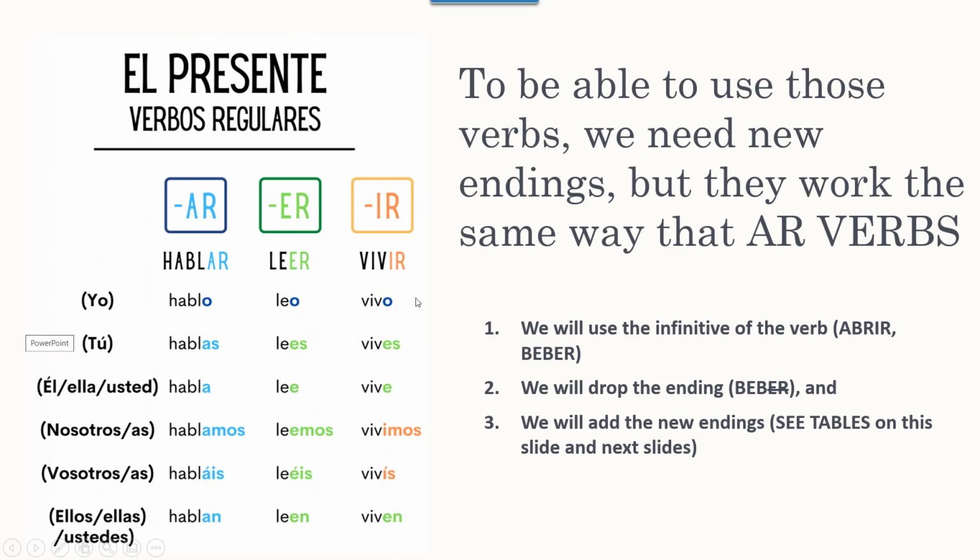And now what about the IR? Well, look at this. And actually the colors will give you a hint. They are all the same as an ER except for these two. See that this is the same as the ER? Everything's the same except for nosotros and vosotros, where instead of E's, now you're using I's. Vivimos. Vivís. That's the verb to live. Vivir. Okay? So those are the endings. That will be it. So how do we say I read? Yo leo.